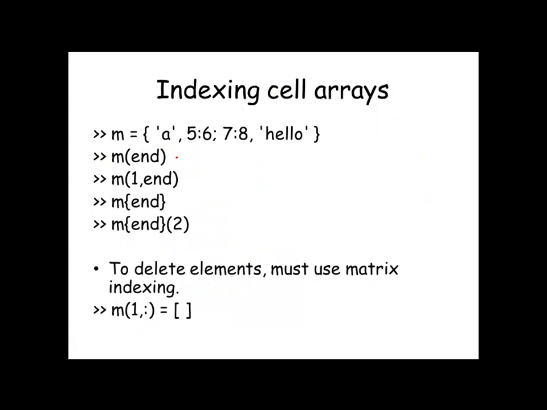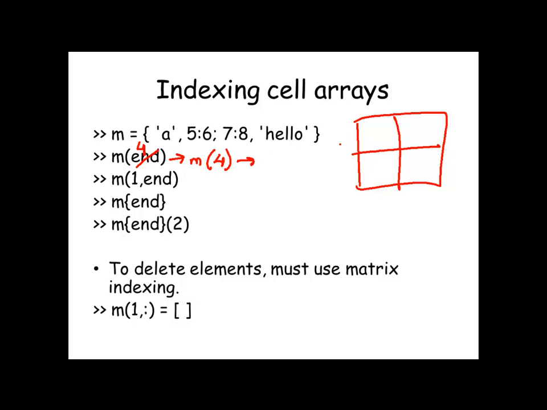The END keyword works very similar to the way it does in vectors. Here I again have a 2 by 2 cell matrix. When I'm performing linear indexing, the END keyword will be replaced with the number of elements in the matrix. In this case, I have 4 elements, so this is the same as saying M parenthesis 4, and I'm using parentheses, not curly brackets, which means I will be getting a new cell array as a result, and that cell array will contain a single cell, which will be the last cell in this cell matrix, and that will contain the word hello.